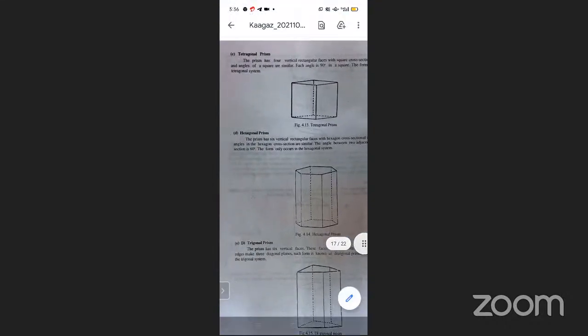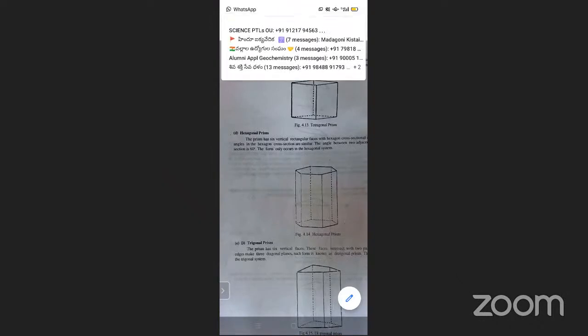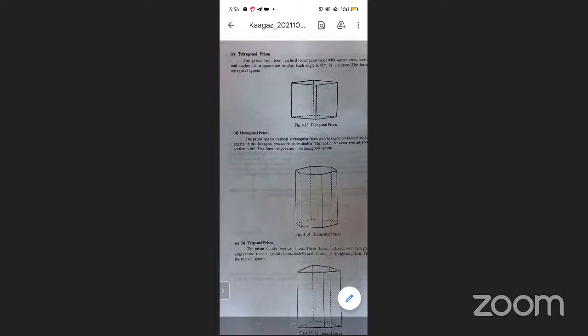And each angle is perpendicular to the square. So that's automatically the 90 degrees of a square it is going to be made. The form occurs only in a tetragonal system.